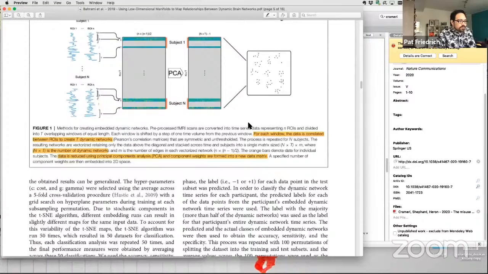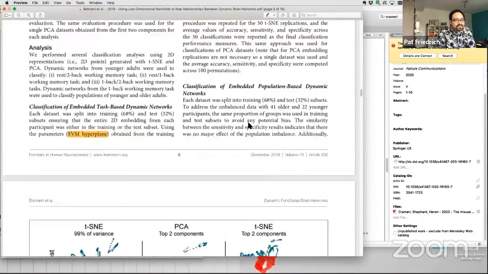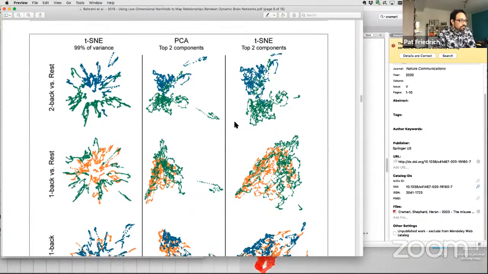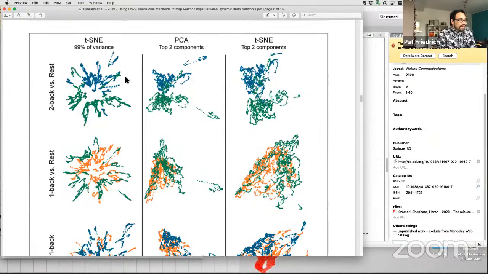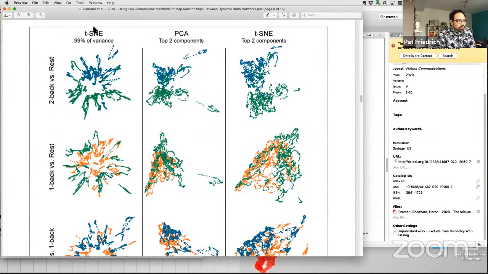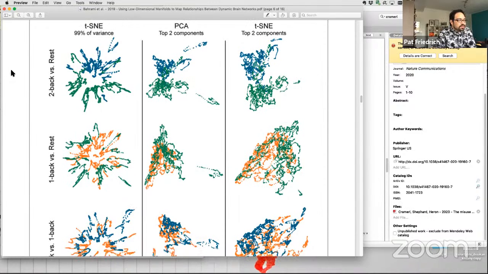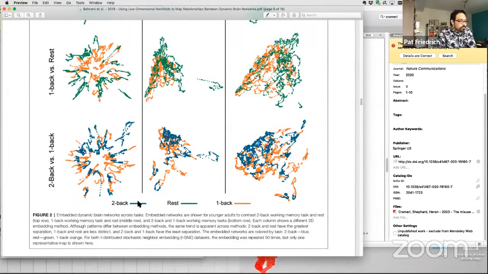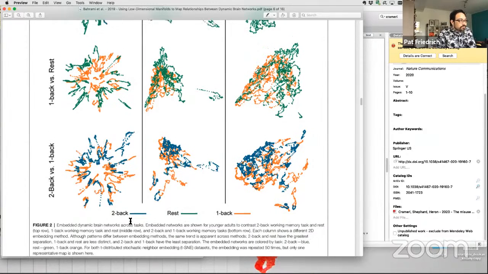And if we do that for different types of data, or in their case, different functional conditions, we can depict the data using, for instance, t-SNE by reducing the data. So what they had was, in a sample of almost 50 participants, younger and older participants, two different conditions. The two-back task depicted in blue, resting state depicted in green, and a one-back task depicted in orange.